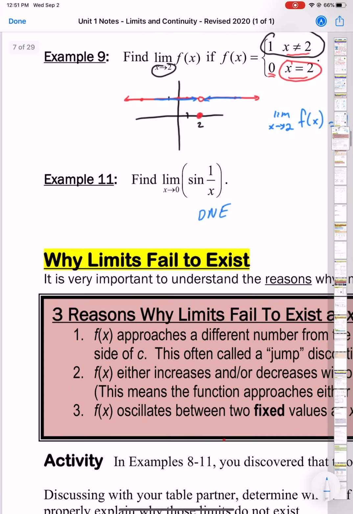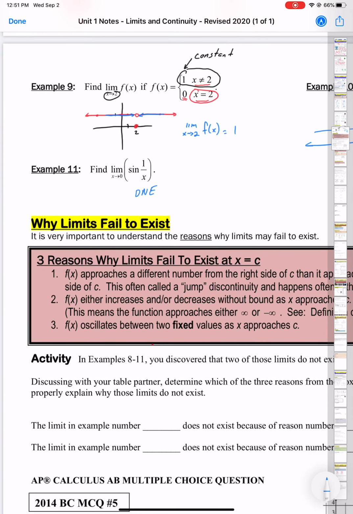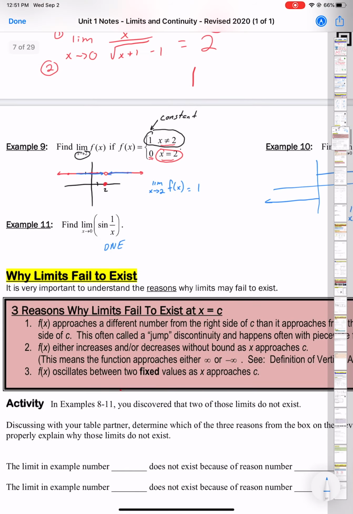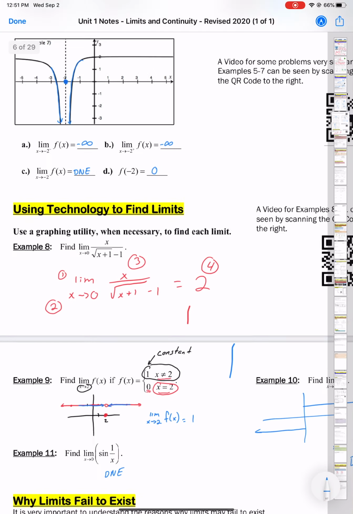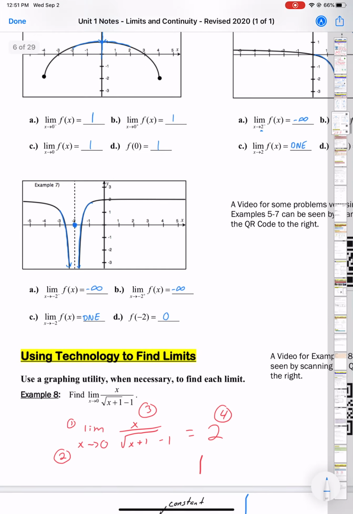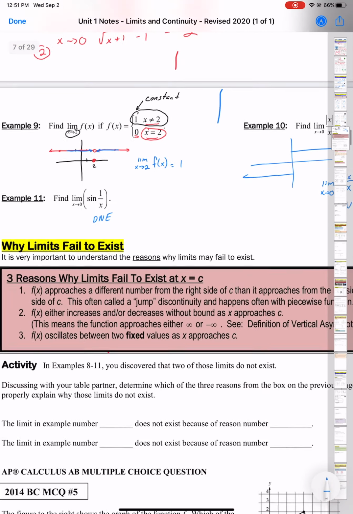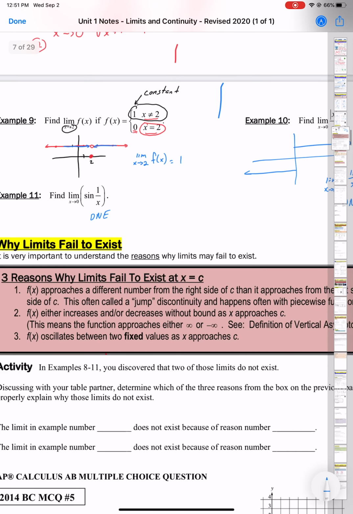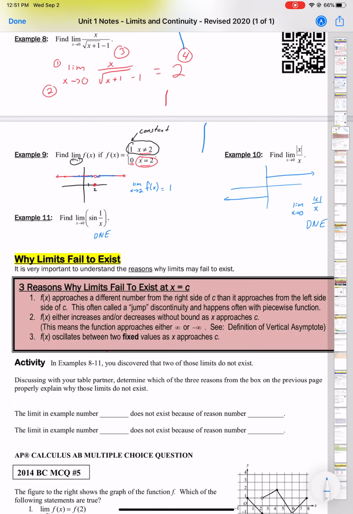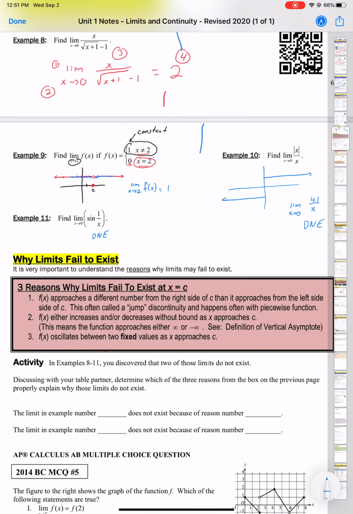The next part of our notes here says it's very important to understand the reasons why limits may fail to exist, and there's 3 of them. We just looked at 2 of them here in examples 10 and 11, and we actually looked at the other one yesterday in examples 6 and 7. So the 3 reasons why a limit might fail to exist. Reason 1, f of x approaches a different number from the right side of c than it approaches from the left side of c. That's called a jump discontinuity, and happens a lot with piecewise functions.